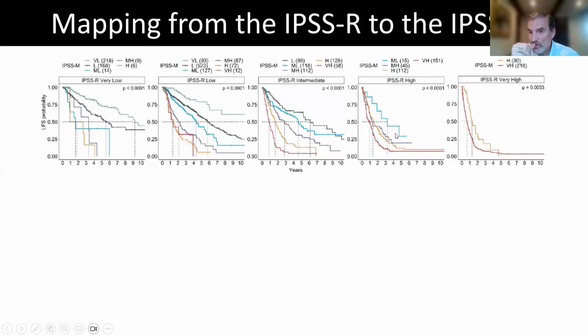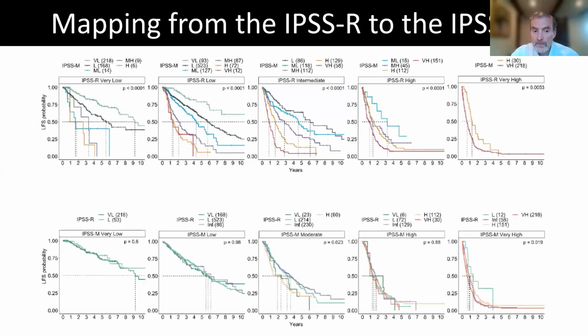But if we try to do the reverse, if we try to take people that we stratified with the IPSS-M and re-stratify them by the IPSS-R, then the curves didn't separate, meaning that the IPSS-R didn't have the ability to distinguish risk better than the IPSS-M did. The IPSS-M was really capturing all the information that we could capture, and the IPSS-R didn't add anything.